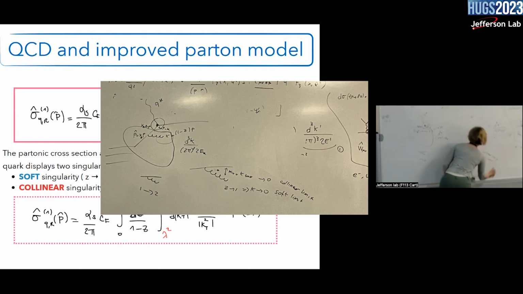So we have two limits that are causing us trouble: one is z to 1 and the other is kt to 0. So what do we do?